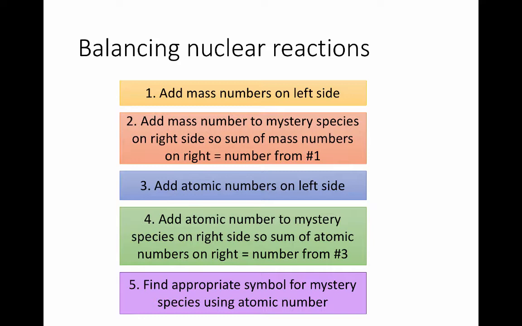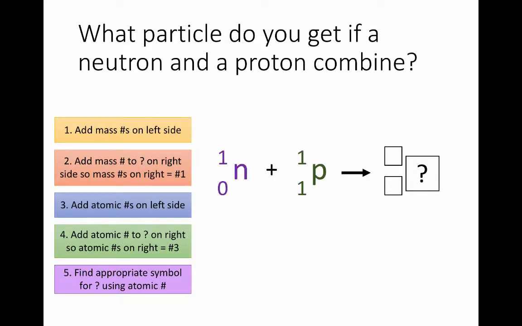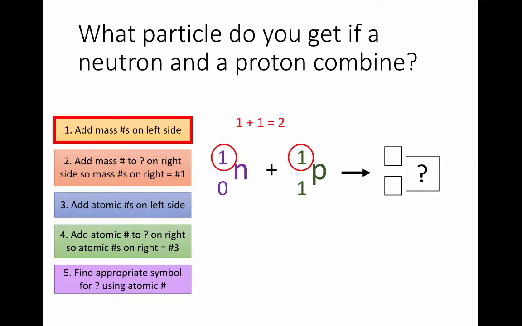So I have put up a number of steps, and rather than read them directly to you, we're going to work through our example problem using the steps so you understand how they're applied. So what particle do you get if a neutron and a proton combine? The first step is to add the mass numbers on the left side of the equation. The mass numbers, remember, are the upper numbers. Here they are. We have 1 and 1. 1 plus 1 is 2.